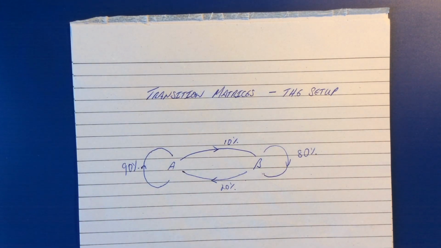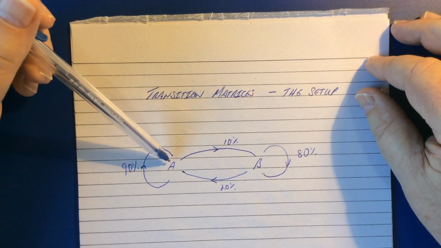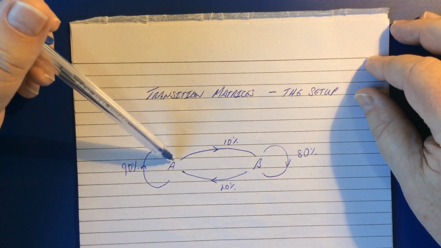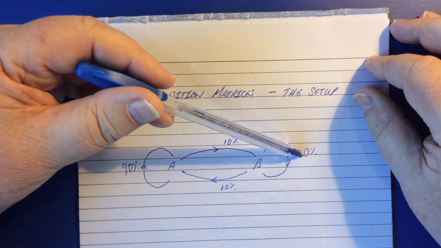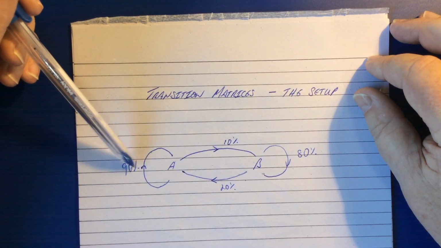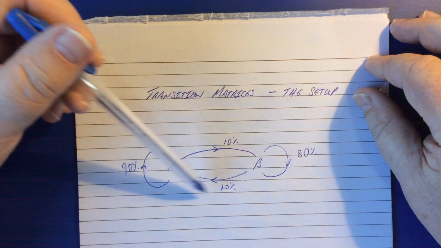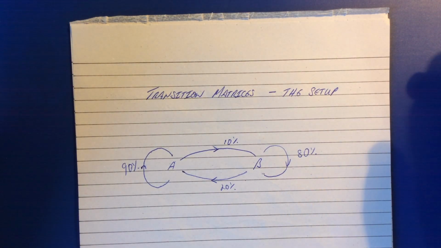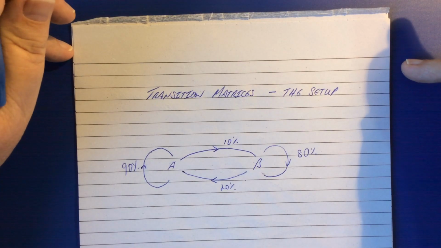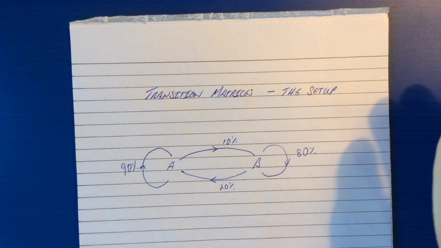Now I've chosen days, so what we have here is a model of the movement over one day of people between A and B. 80% of people in B stay put, 90% of people in A stay put. 10% of people move from A to B, and 20% of people in B move to A. As we're just looking at how you set up a transition matrix, I'm not going to explain how you then go about using it. We're just going to set this thing up.